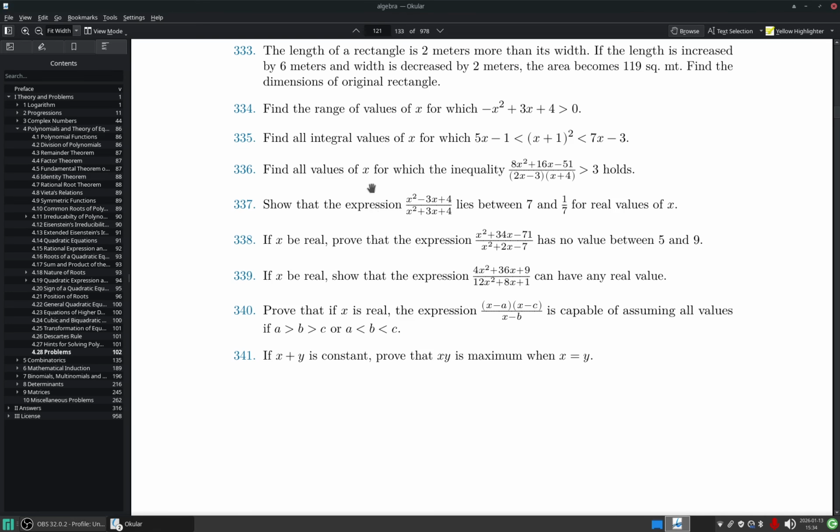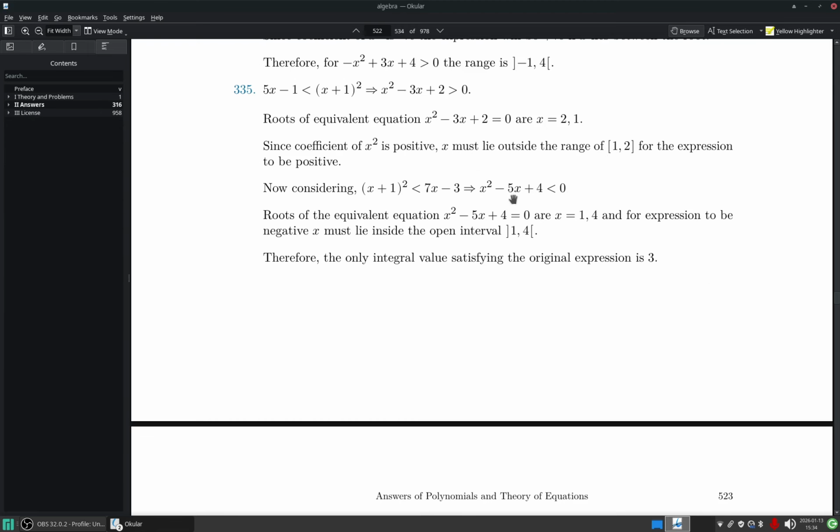We have to find the integral values, right? So it should be outside the range 1, 2. So 3 is outside, and then it should lie inside the other range. So 3 is the only value.